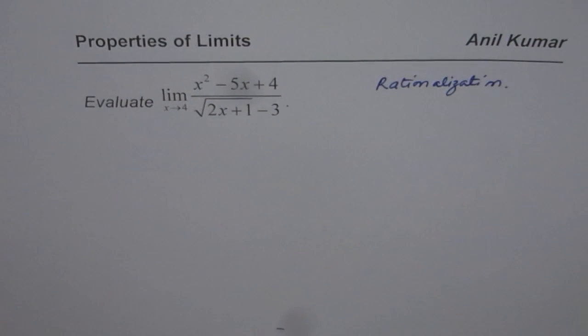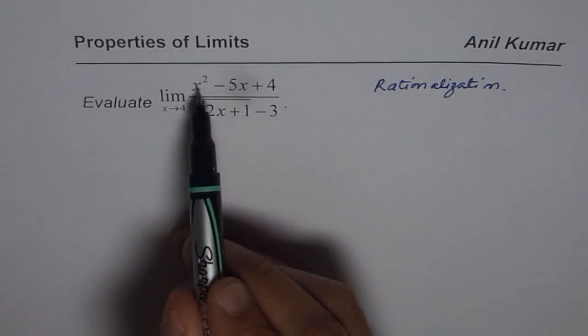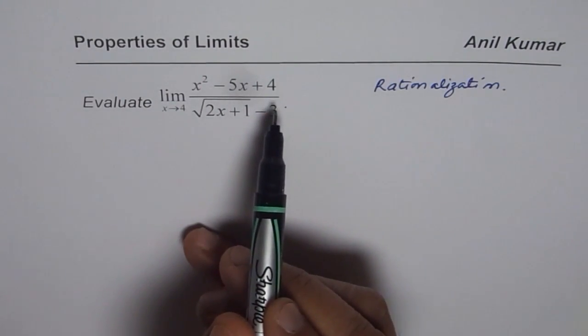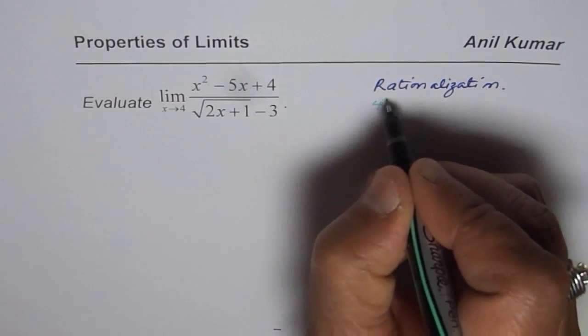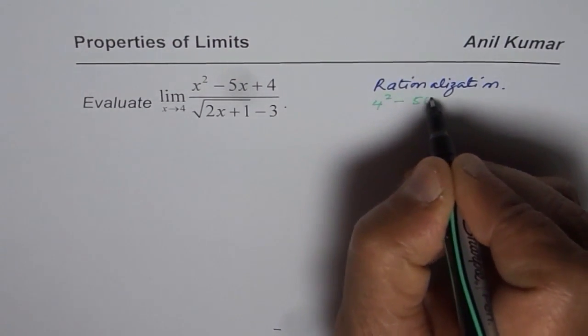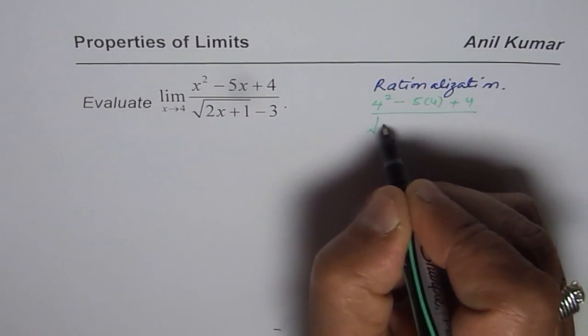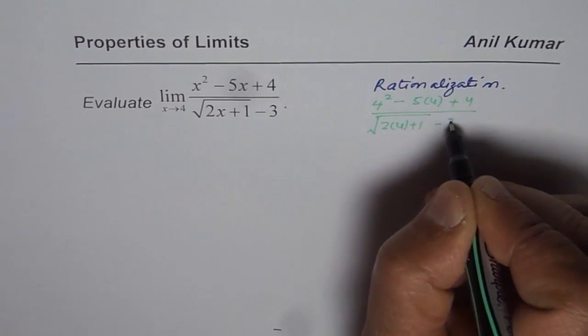Now in this particular case, and in all cases of finding limits, it is always advisable to first substitute and check what you get. You might get the limit straight away, right? So let's substitute. If I write 4 here, I get 4 square minus 5 times 4 plus 4 in the numerator. The denominator will be square root of 2 times 4 plus 1, minus 3.